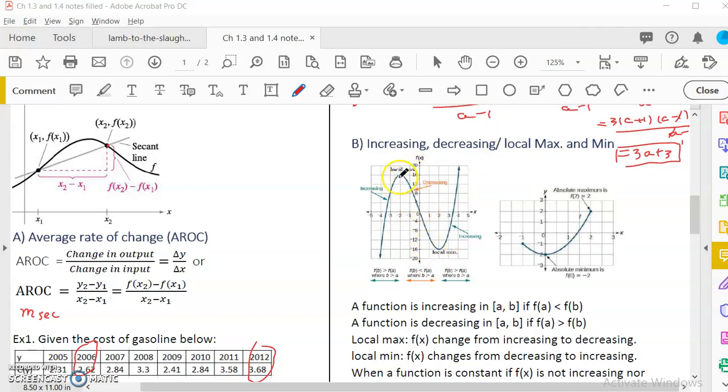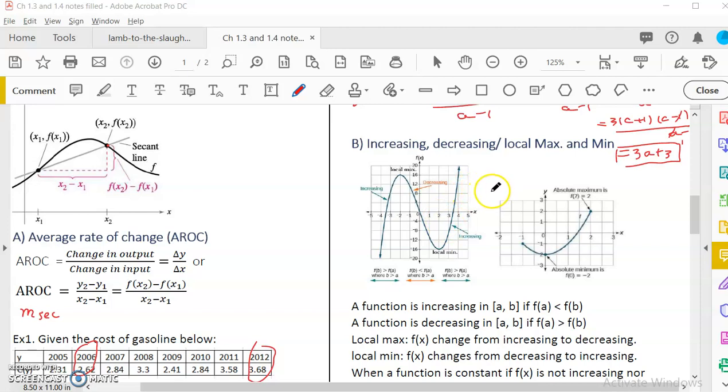And then in between them, at a point where y doesn't change, where it is the highest value among its neighbors or the lowest value among its neighbors, we call those points local maximum and local minimum, local max, local min. So these are the interesting points that we want to observe in a function graph.